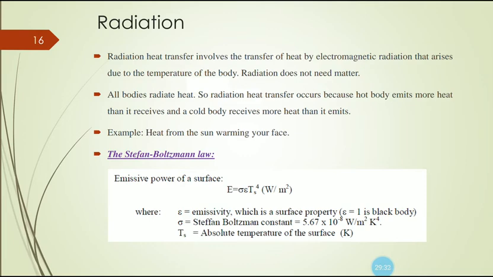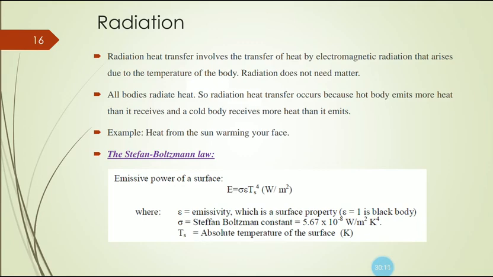Now the rate equation for this radiation is the Stefan-Boltzmann law. In case of conduction, we have studied Fourier's law of heat conduction. In case of convection, we have discussed Newton's law of cooling. Now in case of radiation, it is the Stefan-Boltzmann law. So what is this Stefan-Boltzmann law? It states that the emissive power of a black body is directly proportional to the fourth power of its absolute temperature.